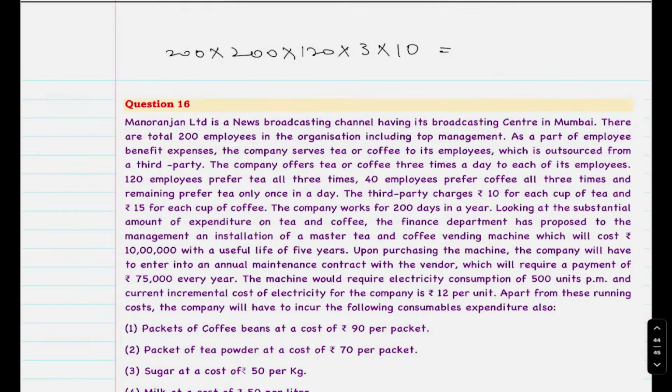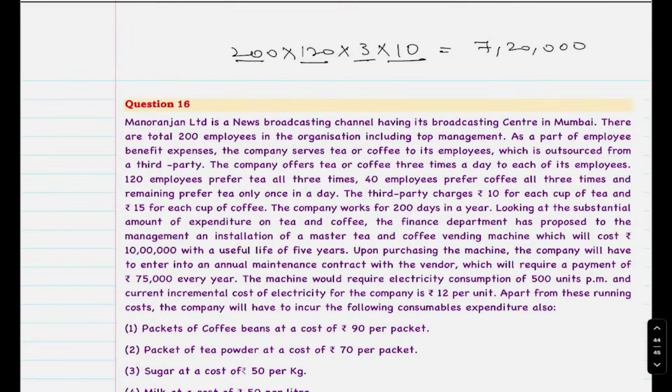Sorry, 1 second. Again, you need not multiply with 200. 200 days, 120 employees, 3 times a day, 10 rupees per cup. Sorry, by mistake, I multiplied with 200. 7,20,000. What is this 7,20,000? Cost of serving tea to the employees. Up to here, everyone clear?